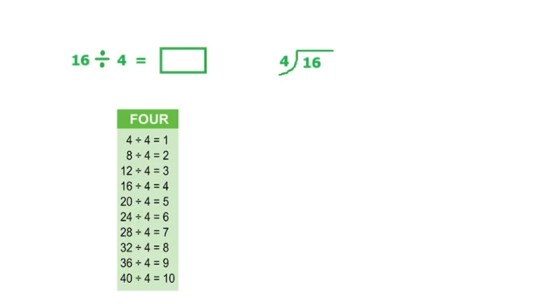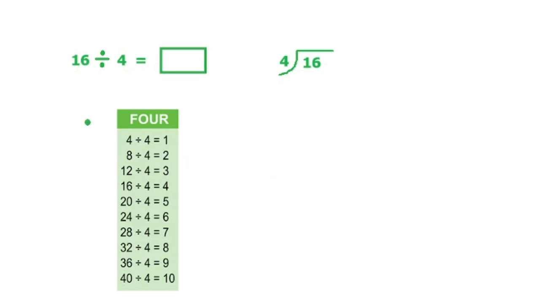You just count it on your hand. So when you do 4, you hit your thumb. When you do 8, you hit your index finger. When you hit 12, you hit your middle finger, and so on, right? So that's how you know what the division is.